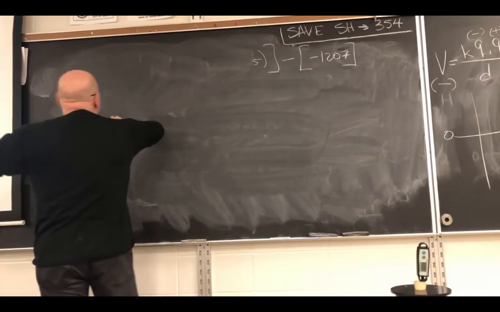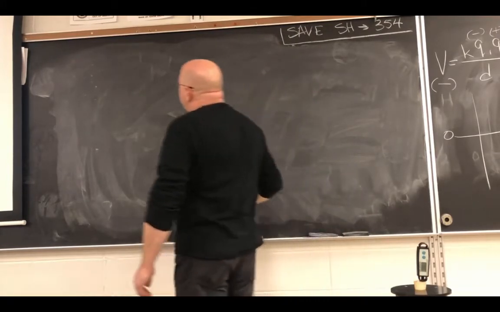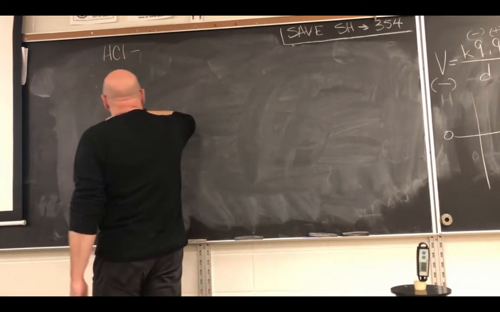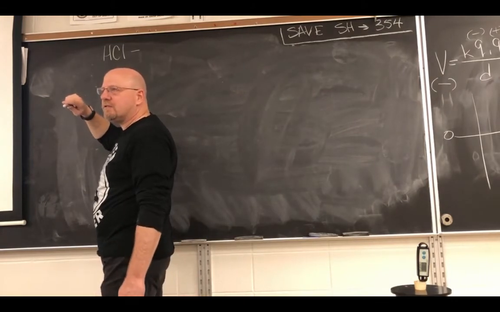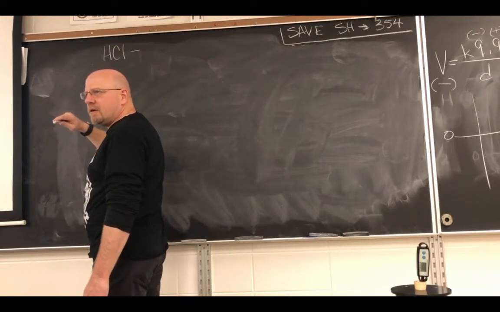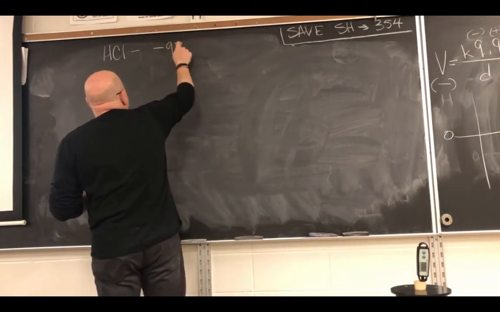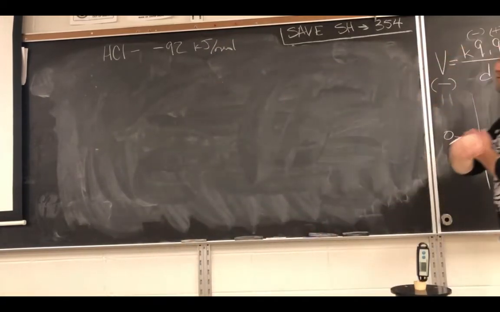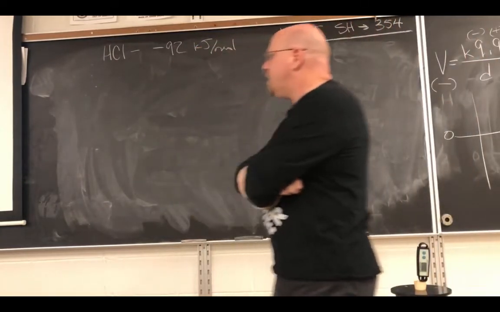So, we have that reaction. The only other piece of information that we need is for the HCl. Emily, what is the enthalpy of formation for HCl? It's in the hydrogen section. No, it's in the chlorine section, I'm sorry. Negative 92. All right, so negative 92 kilojoules per mole. That's the enthalpy of formation for the hydrogen chloride.